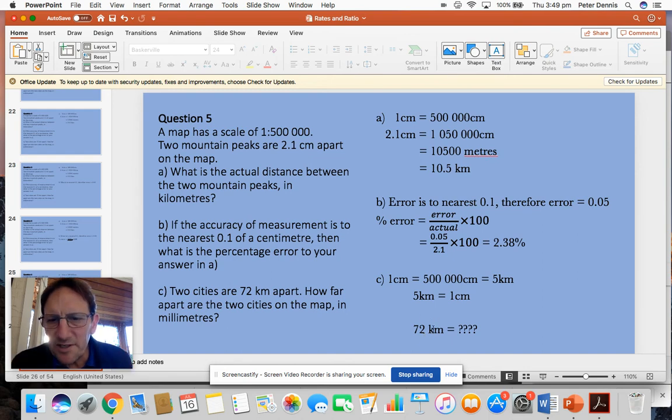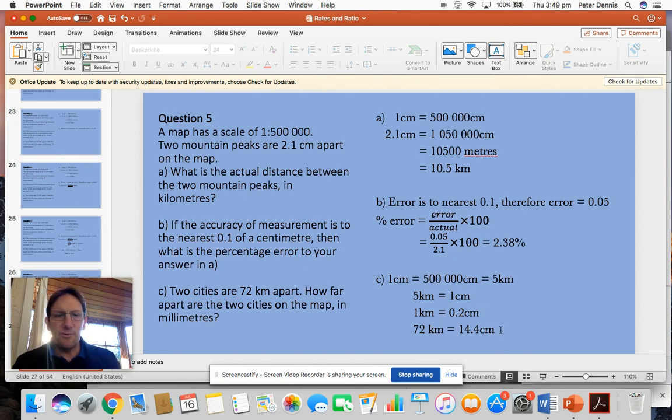What would 72 kilometers be? And again, I'm going to take this back to 1 because that's the unitary method. So we've divided by 5 here. So we divide by 5 there and get 0.2. And then we times by 72 on this side and times by 72 on this side.